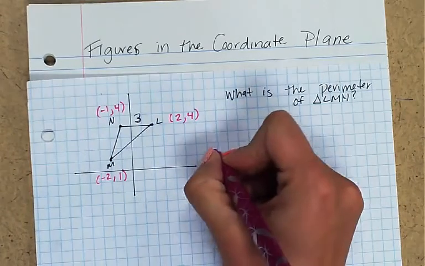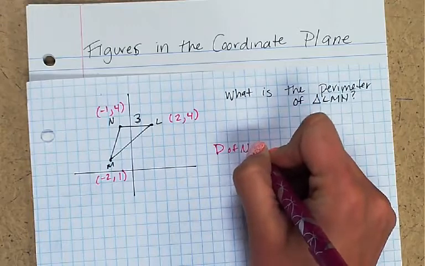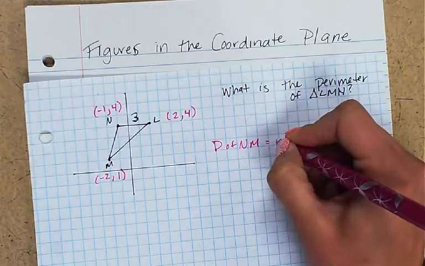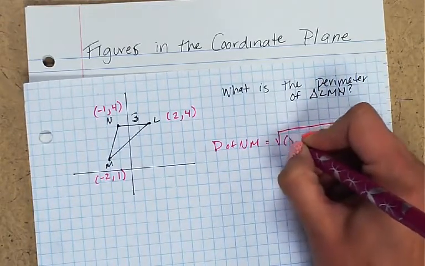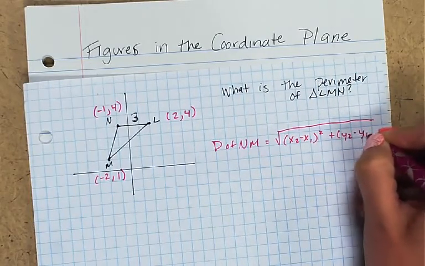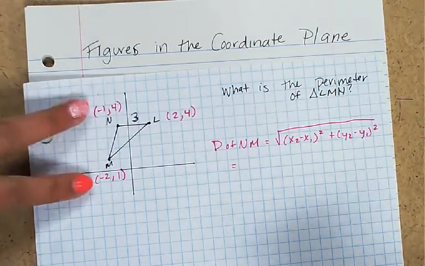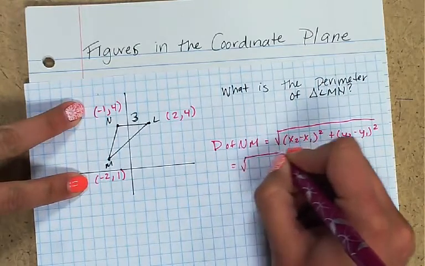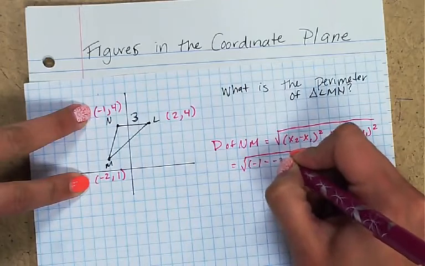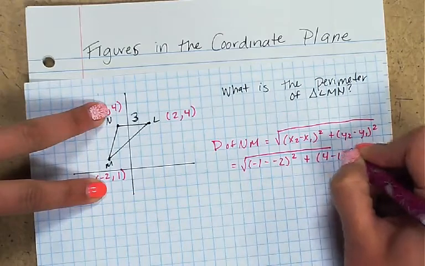As a reminder, the distance formula, I'll just write it out first, is the square root of x2 minus x1 squared, so the x coordinates, plus y2 minus y1 squared. So for NM, the difference of the x coordinates is going to be -1 minus -2 squared plus 4 minus 1 squared.